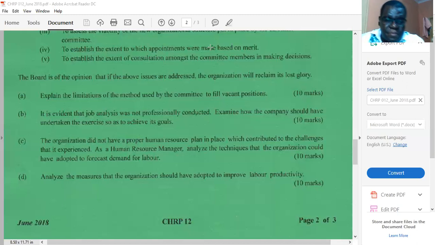Question D. Analyze the measures that the organization should adopt to improve labor productivity. Labor productivity is looking at the relationship between input and output of labor. We invest so much, what is the output that comes out of the labor? Productivity of labor is critical. So what are the methods of enhancing productivity of labor? We looked at this in topic one under labor economics. Methods of enhancing labor productivity, anyone?